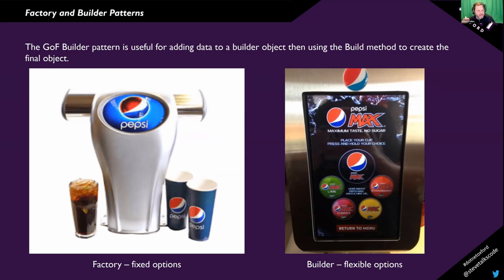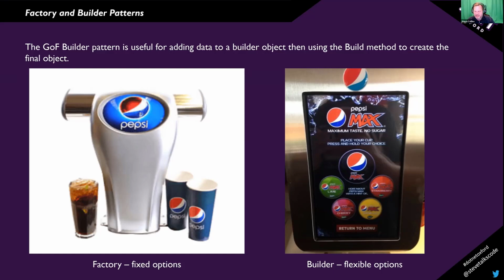So the way I think of the comparison is the factory is like the cola dispenser on the left, an old style one where it's got 4 or 5 fixed options, and that's all you're going to get. Whereas the builder pattern is much more like the ones you've seen over the last couple of years, where it's got the base of a cola, but then you can add a dash of lime, a bit of strawberry, a bit of vanilla. You can compose it however you want it.